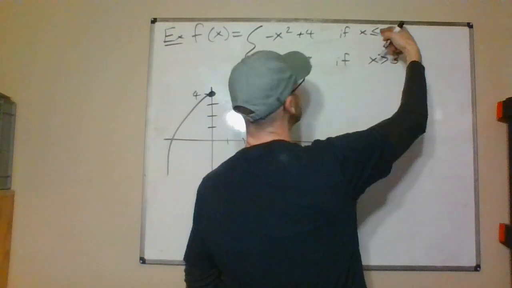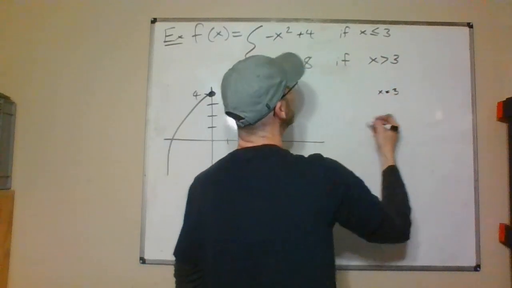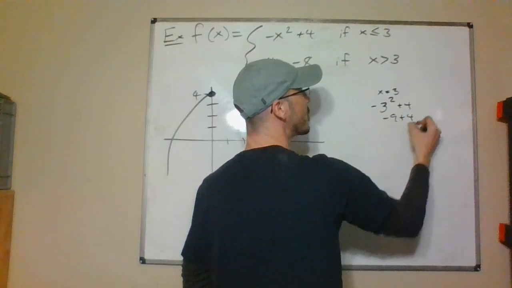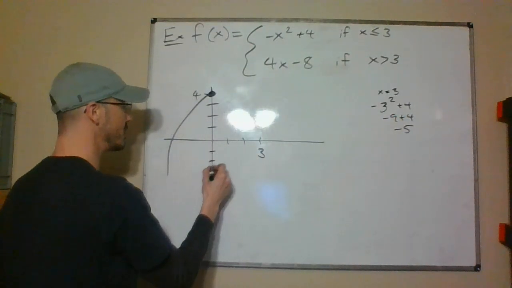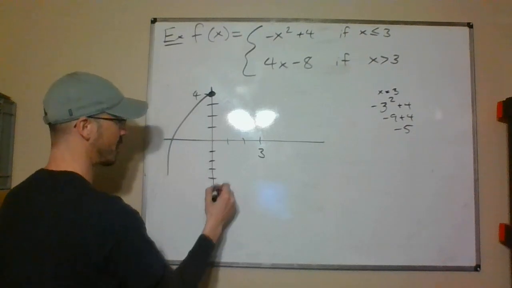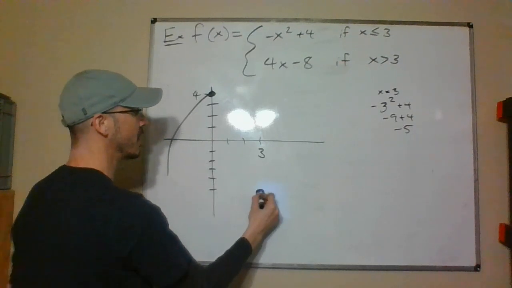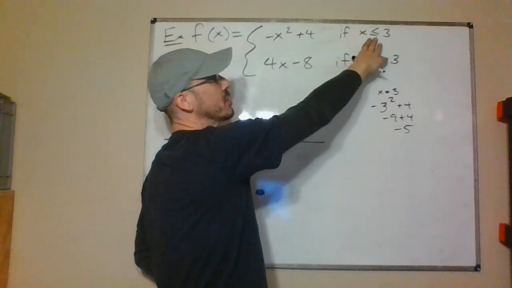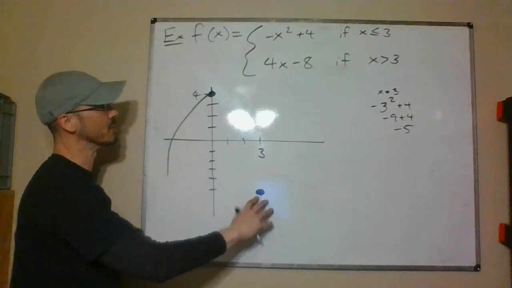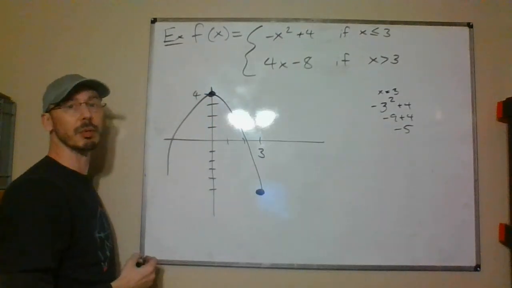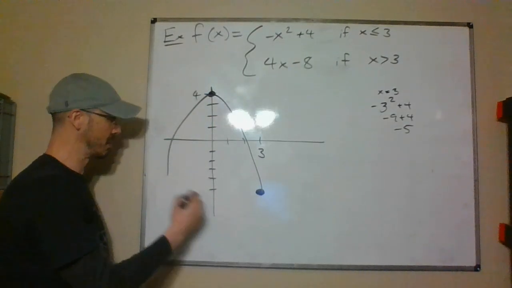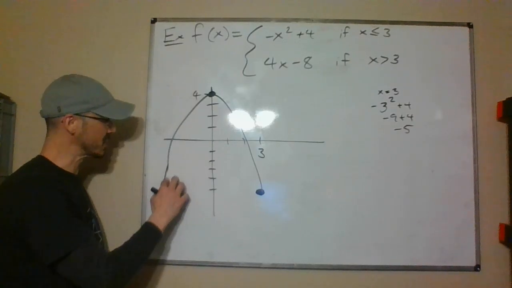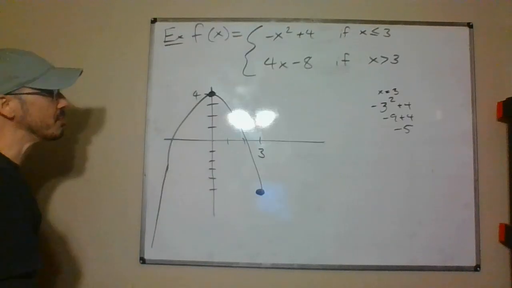And if I check this one, x equals 3, it's negative 3 squared plus 4, negative 9 plus 4, negative 5. It's going to be 1, 2. Here, and I'm putting it as a solid dot because the or equal part, that's where the function's actually defined for x equals 3. And this part, downward opening parabola. It stops there, but it doesn't stop on this side. So this one just keeps going to the left and down.